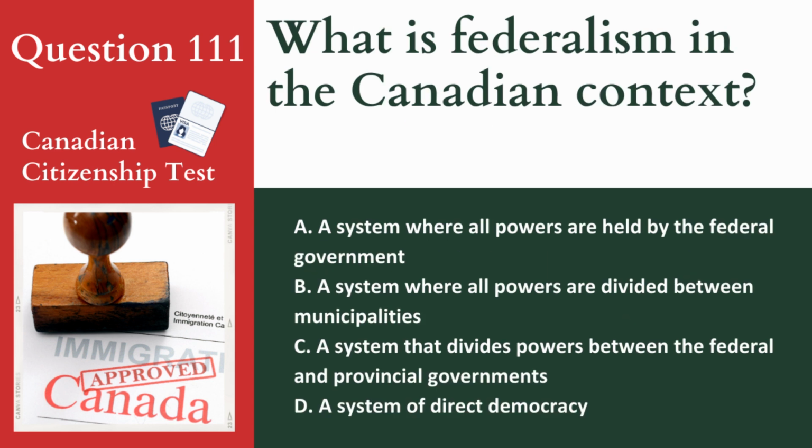Question 111. What is federalism in the Canadian context? A. A system where all powers are held by the federal government. B. A system where all powers are divided between municipalities. C. A system that divides powers between the federal and provincial governments. D. A system of direct democracy.